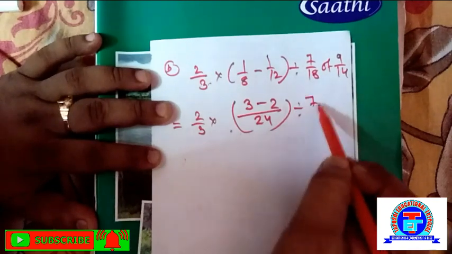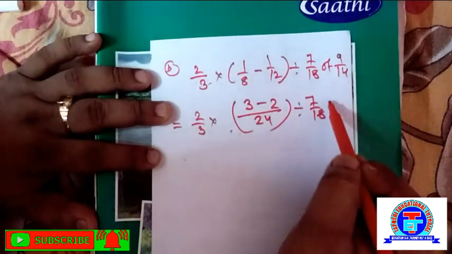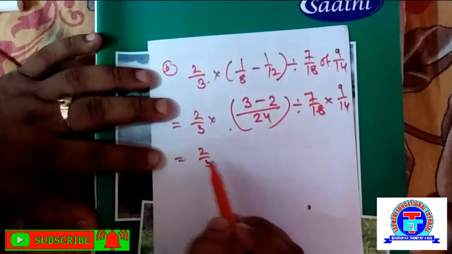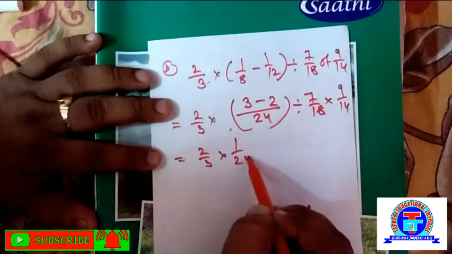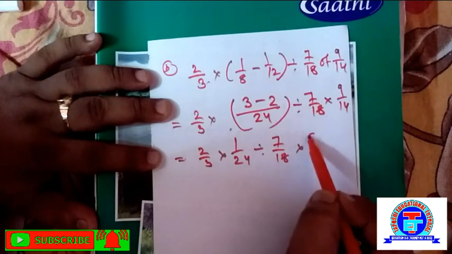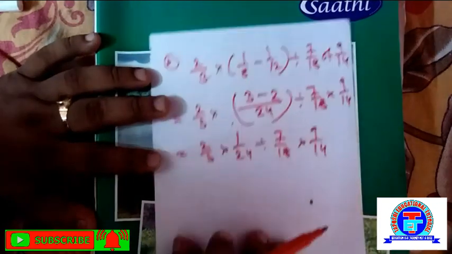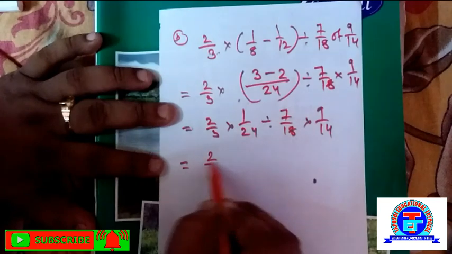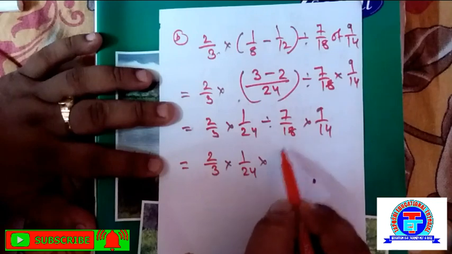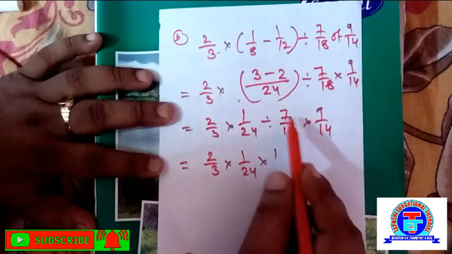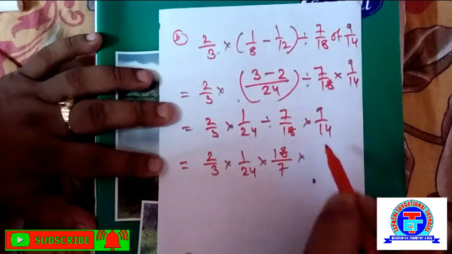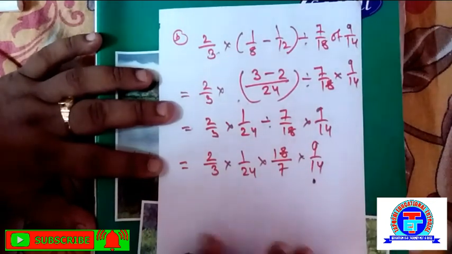So divided 7 by 8 of means multiply 9 by 14, right? So 2 by 3 it will become 1 by 24, okay, divided 7 by 18 into 9 by 14. So we write here this one 2 by 3 into 1 by 24. This one became multiplication. Now the numerator and denominator exchange their position. So this one 18 by 7 into 9 by 14, right?